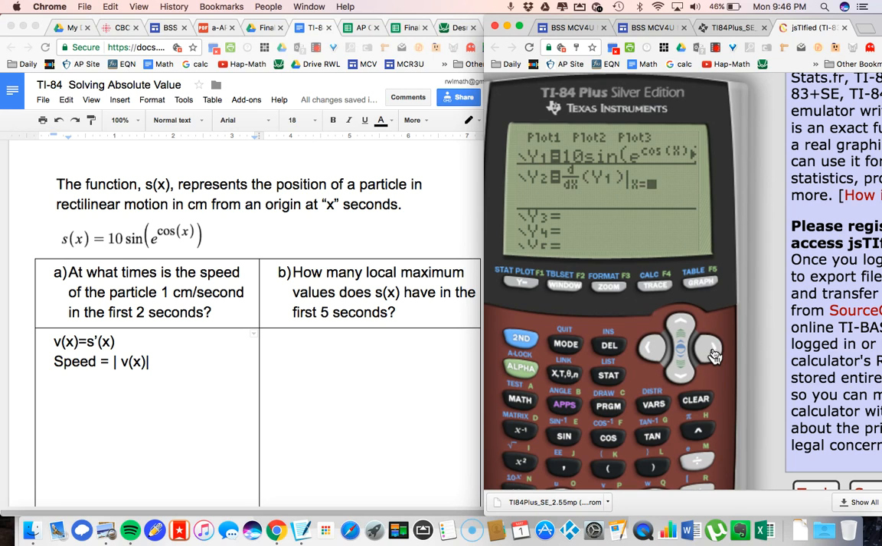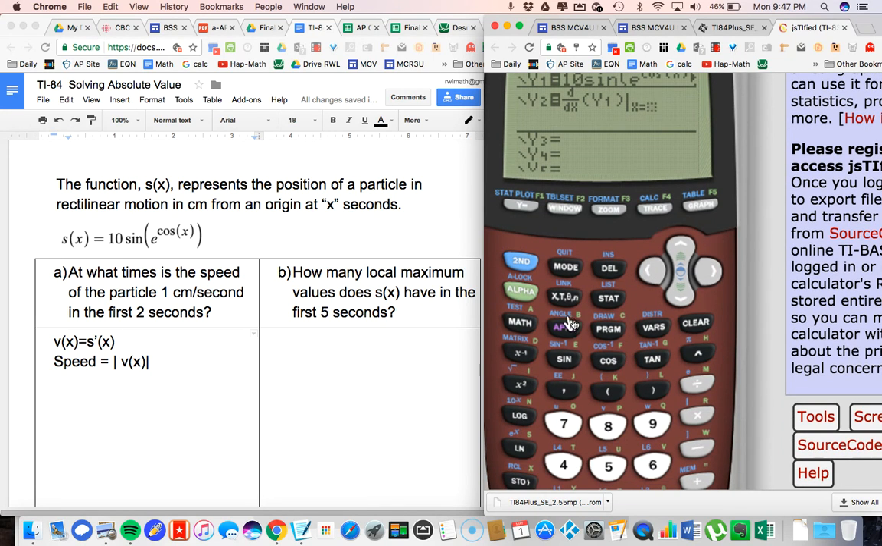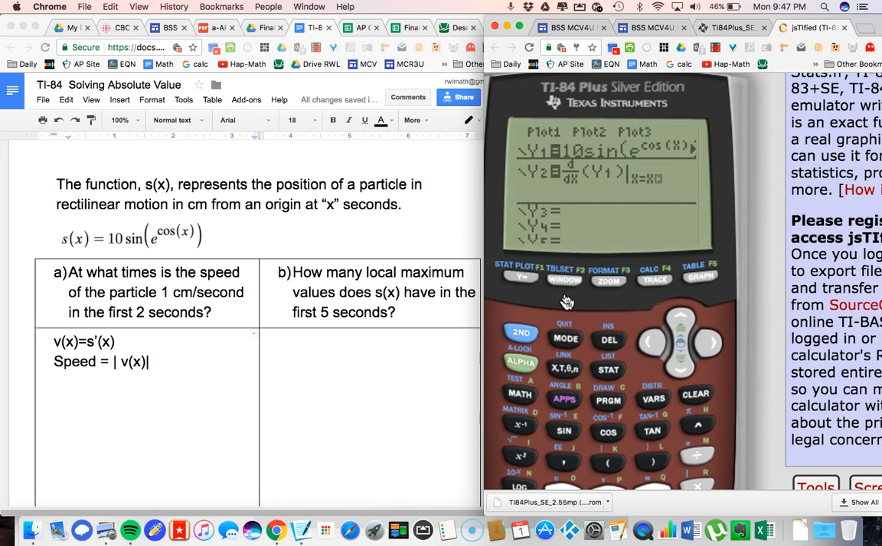Then I go over and I do it for all values of x. So that's now a velocity. But in this question, I don't want velocity, I want speed. So I need to go down again, and I need to do the absolute value of the equation stored in the second. So how do I do that?